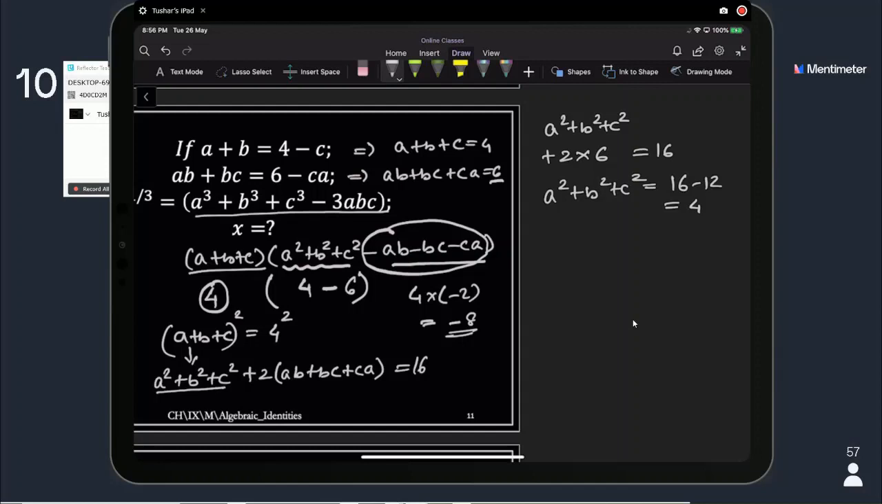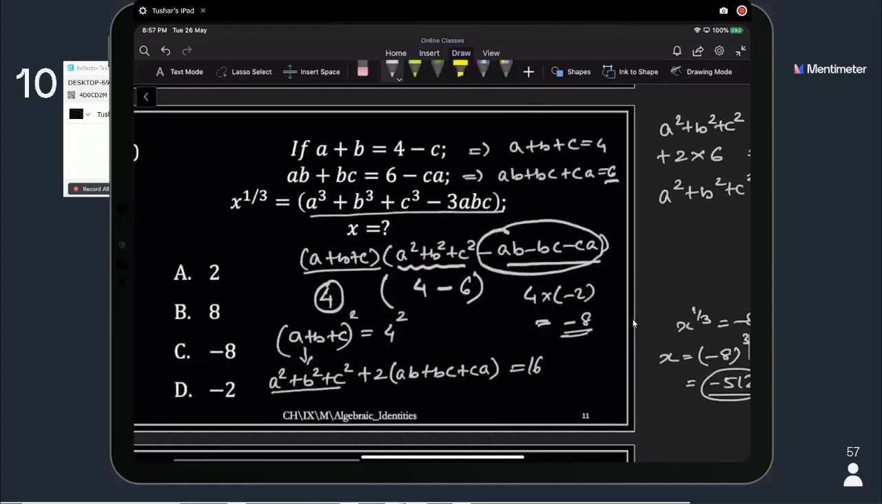Correct? Yes, this is x. So it was given that x to the power 1 by 3 is minus 8. So x should have been minus 8 cube. That means 256 negative, isn't it? No, sorry. This will be 2 to the power 9. So 512, minus 512. So this should be the answer.